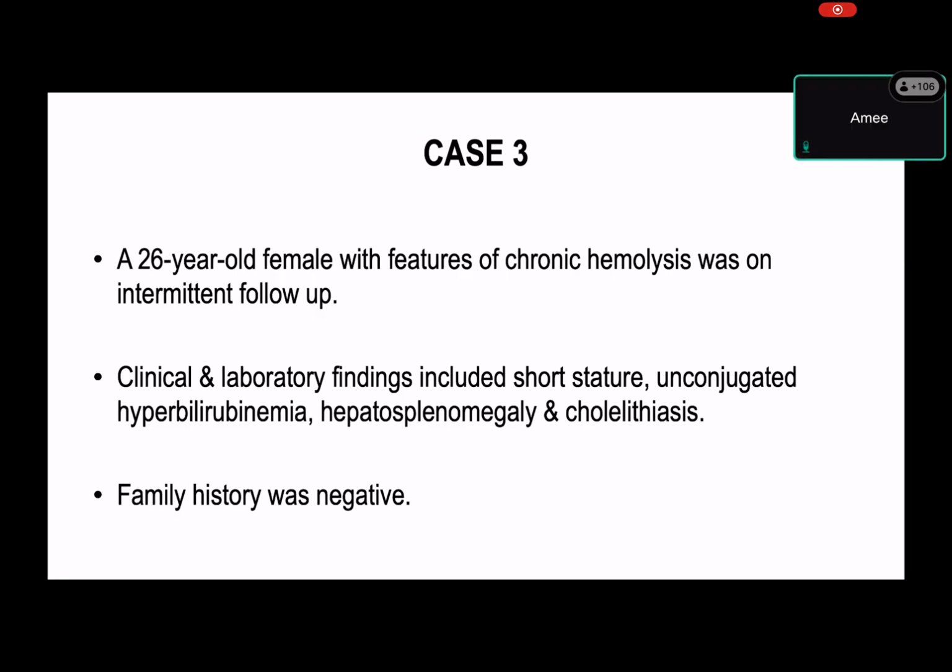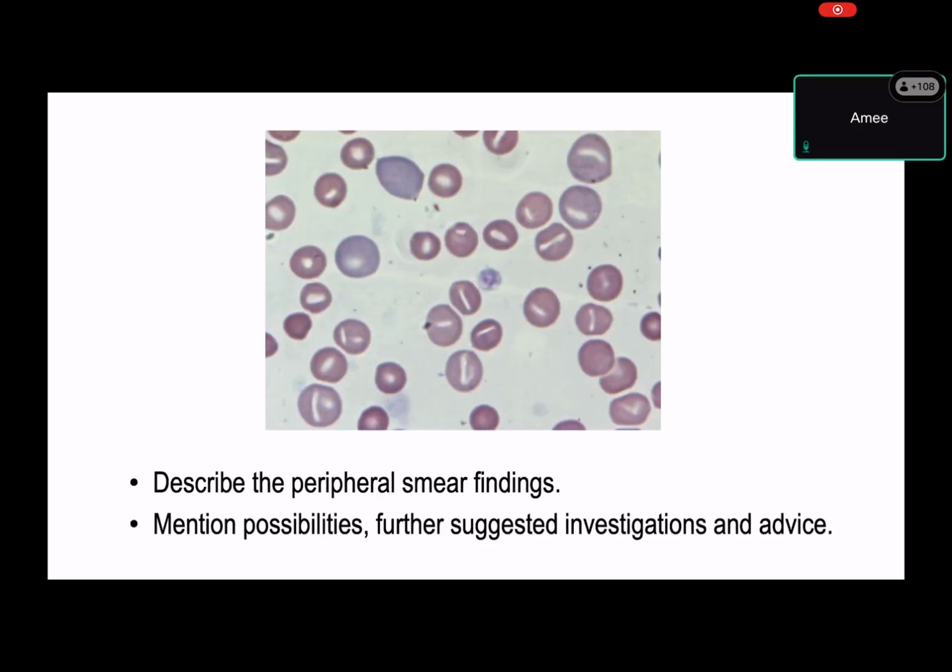A 26-year-old female with features of chronic hemolysis was on intermittent follow-up. Clinical and laboratory findings included unconjugated hyperbilirubinemia, hepatosplenomegaly, and polychromasia. Family history was negative. So, ma'am, it's not an inherited disorder, and in the peripheral smear there are stomatocytes seen, and there is the presence of large platelets also, ma'am, along with polychromatic cells. Very good. So we have got polychromasia.